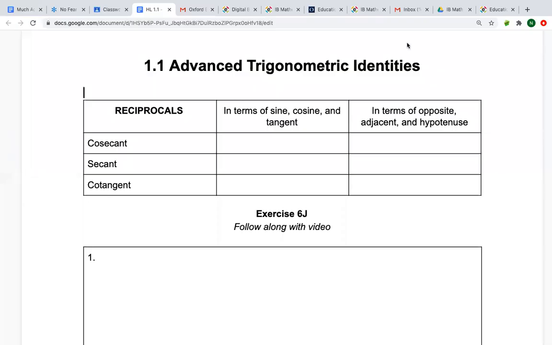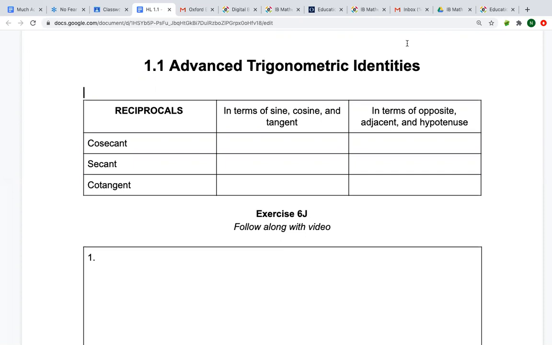Okay, so I'm going to go ahead and get started on our HL 1.1 Advanced Trigonometric Identities. So the first thing I'm going to walk through, just in case you've forgotten or need a review: cosecant, secant, and cotangent are the reciprocals of our traditional trigonometric identities.